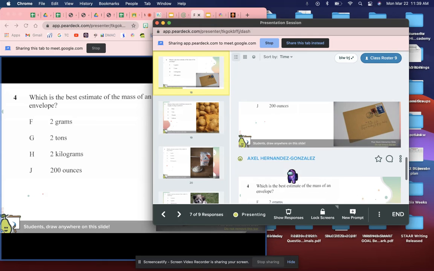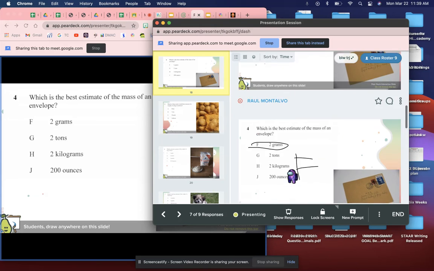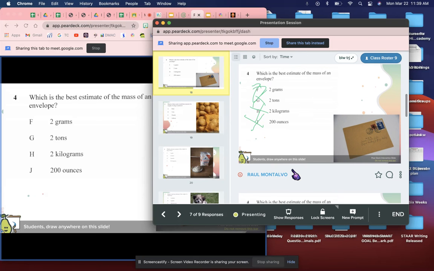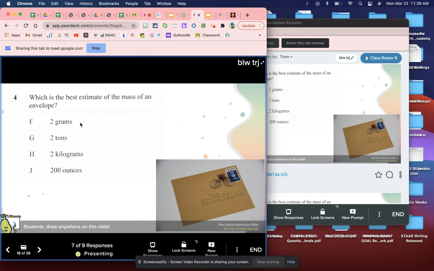Be careful, Braulio. Remember, Braulio, we're talking about mass. So it's going to be grams or kilograms. When we do weight, that would be ounces and tons. So for mass, you are correct. The answer should be 2 grams, right? 2 grams, like 2 paper clips. If you ever had an envelope in your hands, no pesa nada.